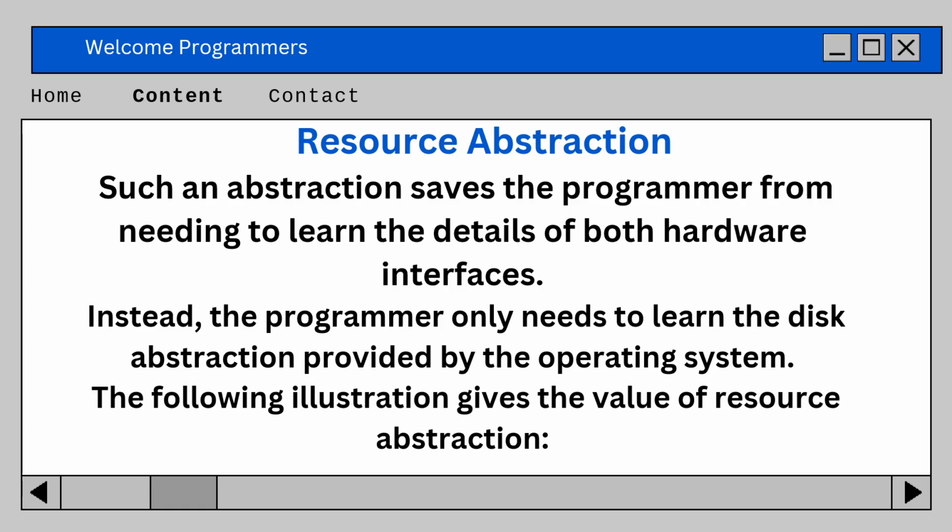For example, normally a hard disk and floppy disk work differently, right? If there was no abstraction, a programmer would have to learn how each one works to read or write data. But the operating system provides a single disk interface, like a common way to talk to both, right? So the programmer only needs to know how to use that interface, not how each device works internally.